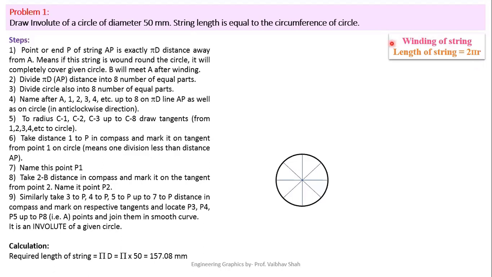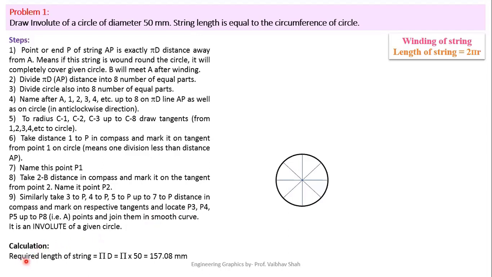Now, always remember, in this example, we are assuming that we are winding the string over this circle. So we will be winding this string over this circle completely for one rotation, which will give us the involute of a circle in this case.